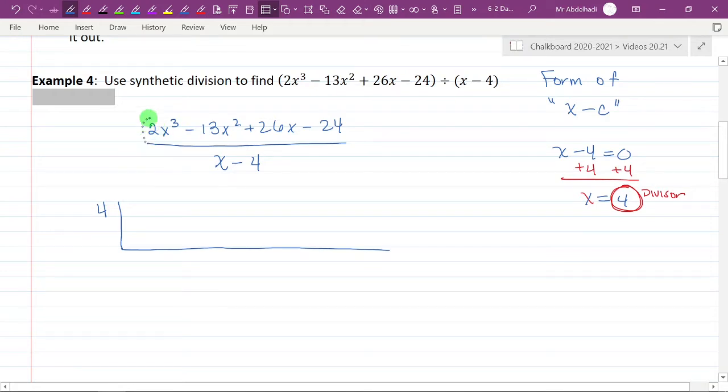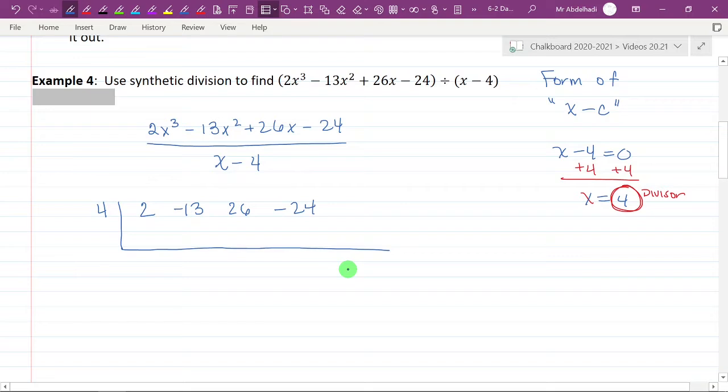So the coefficient here is 2, the coefficient of x cubed, third power coefficient. The second power coefficient is negative 13. x to the first power, its coefficient is 26. Leave a little space between each one. And the 0th power, meaning no x at all, okay, this is the equivalent of saying x to the 0 power, right, is negative 24, no x at all. And now you're all set up for synthetic division.